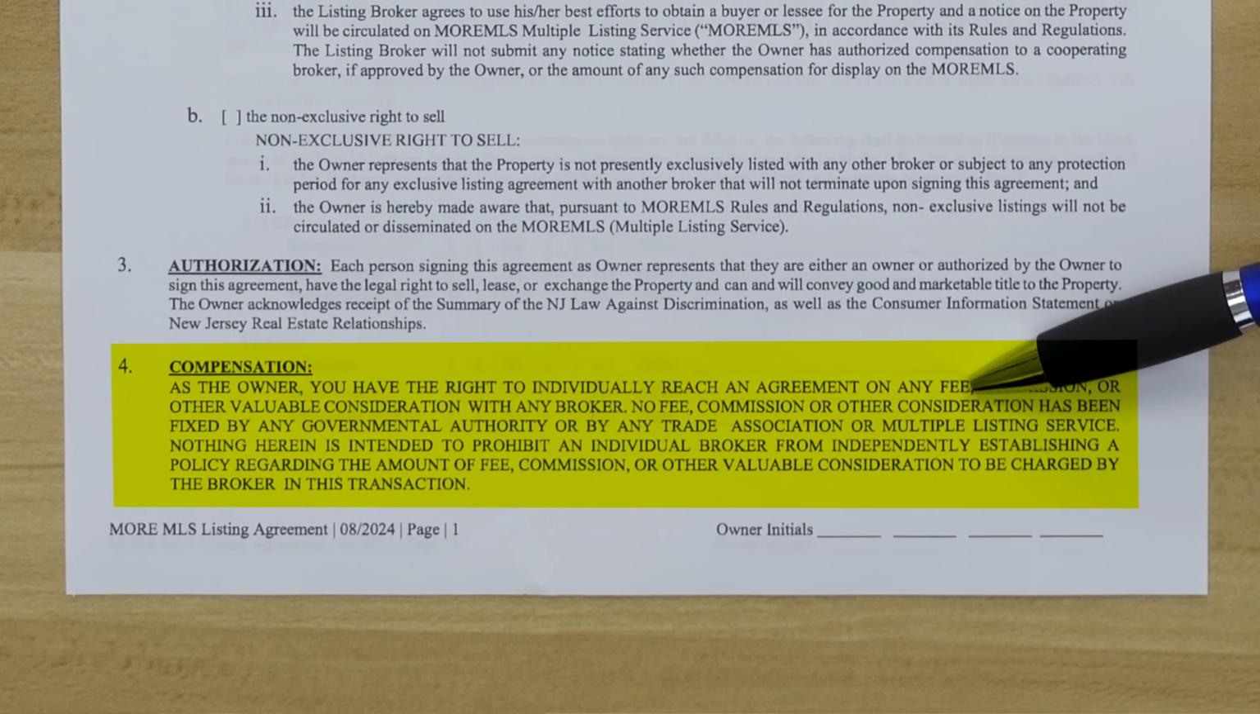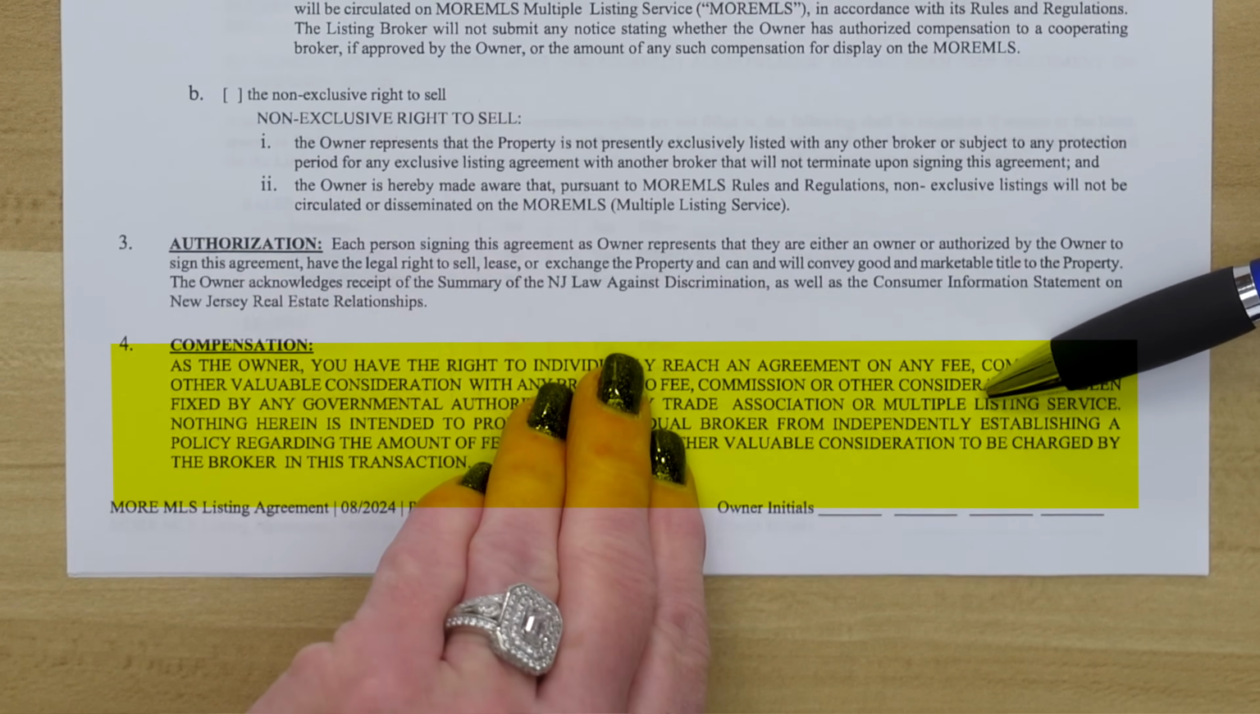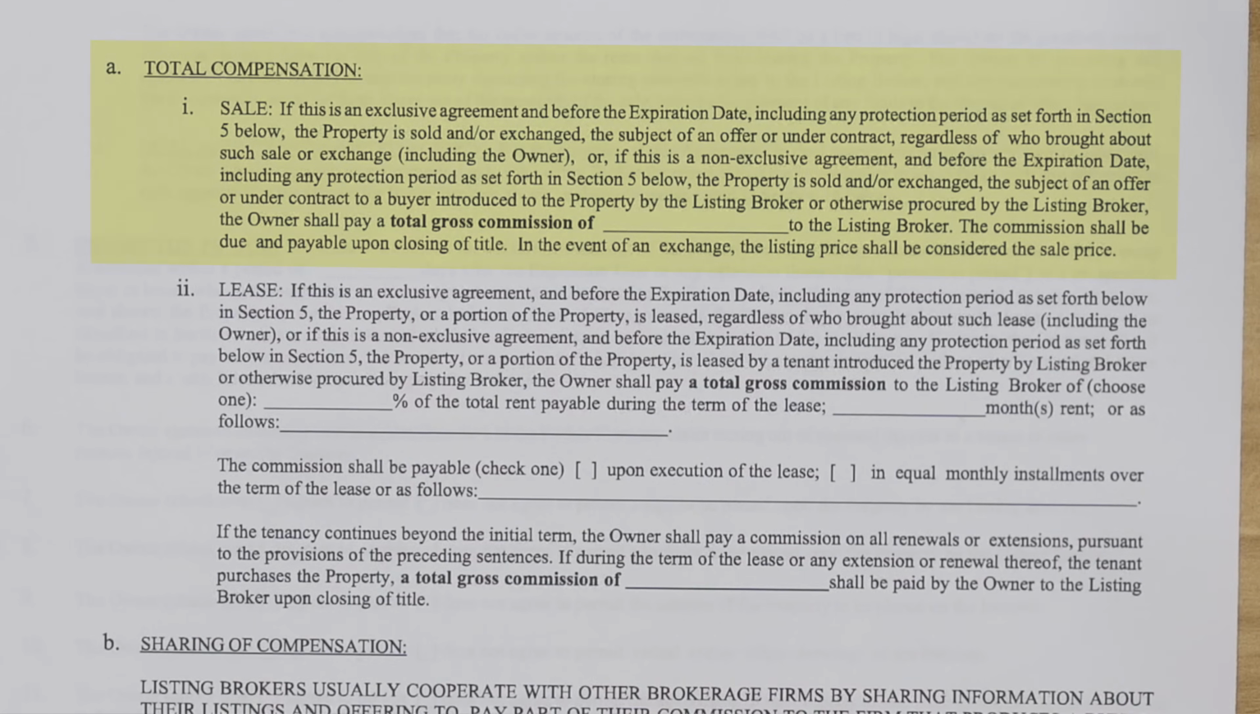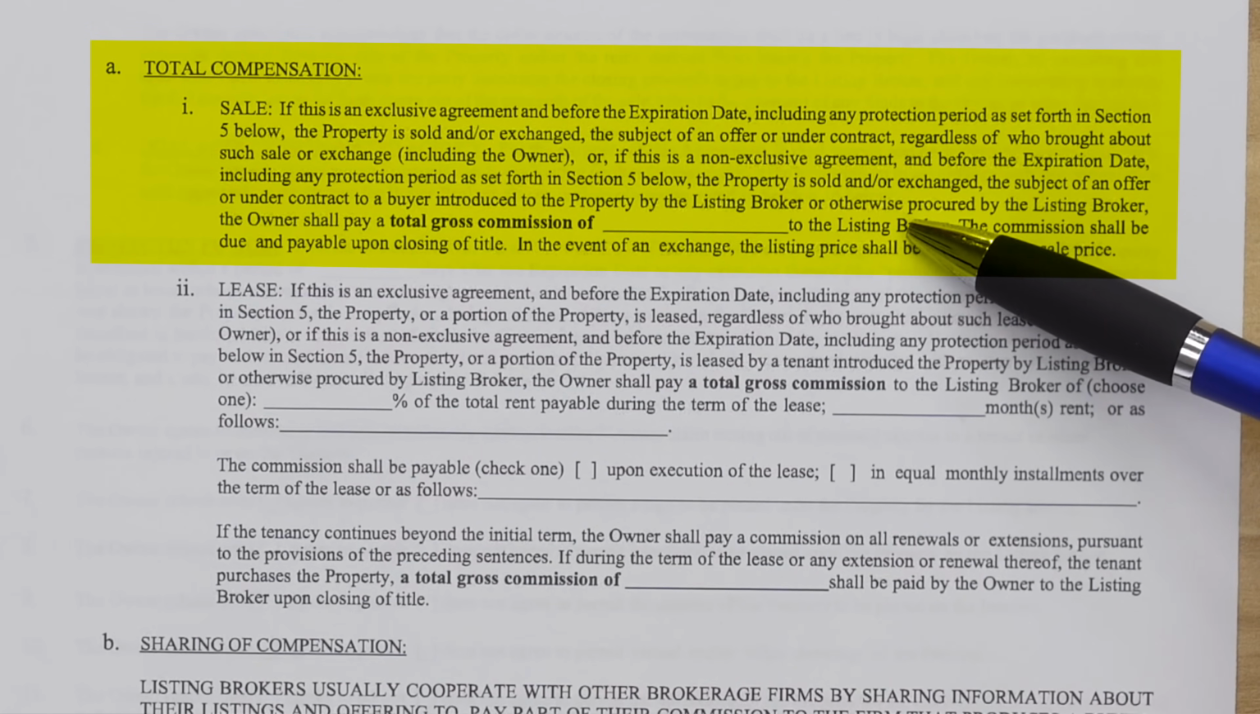Compensation. So this compensation paragraph, especially this first paragraph with all the uppercase, comes directly from the Real Estate Commission, and it just basically says that commissions are negotiable, that you and the seller can come to any terms or any agreements that you choose, which would be binding. Paragraph A1 is the total compensation.